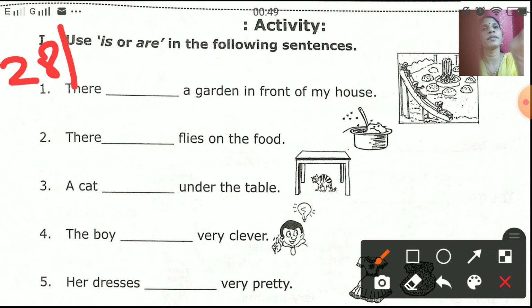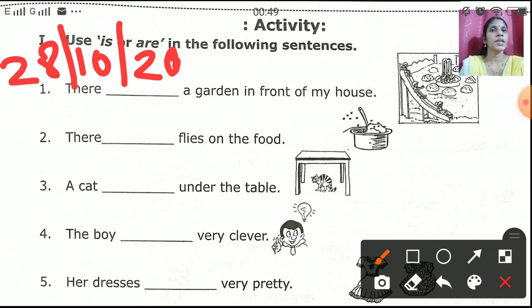28 10 20. Okay, 28 10 20. Now after writing the date, we will start solving our activity.